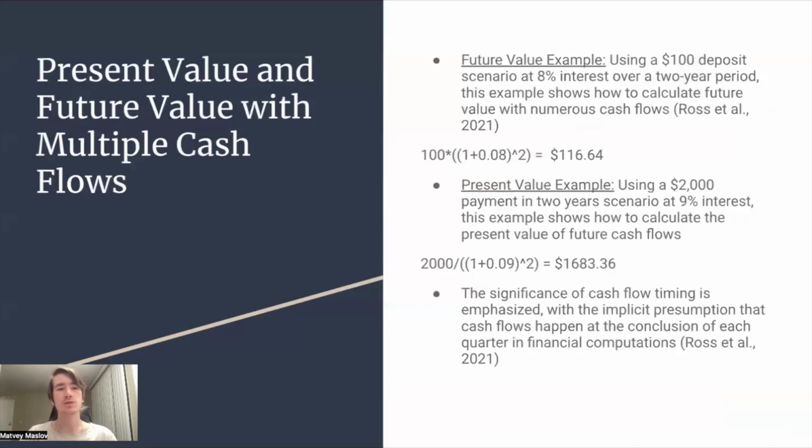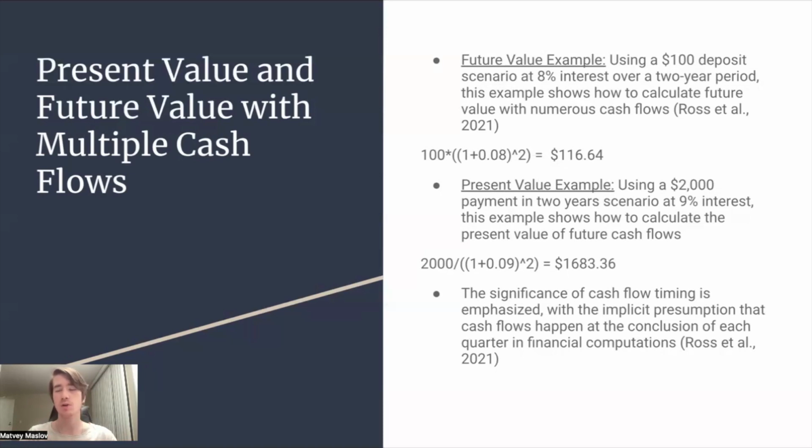Now taking a look at present value and future value with multiple cash flows, which is where it becomes more complicated. For example, using a $100 deposit scenario at an 8% interest rate over a 2-year period, this example will show you how to calculate future value with numerous cash flows. In this case, you can see how it changes over time and how you get a specific increase using this formula for future value.